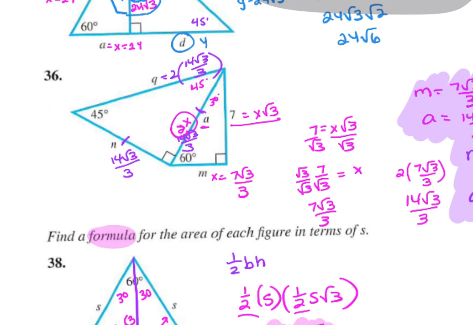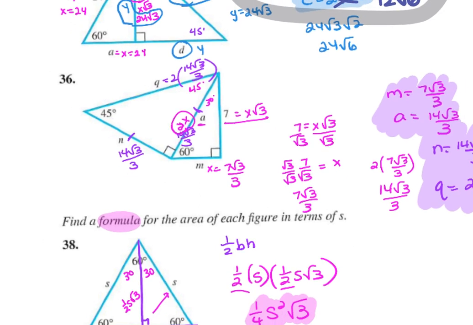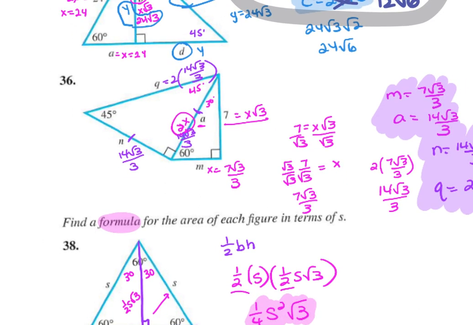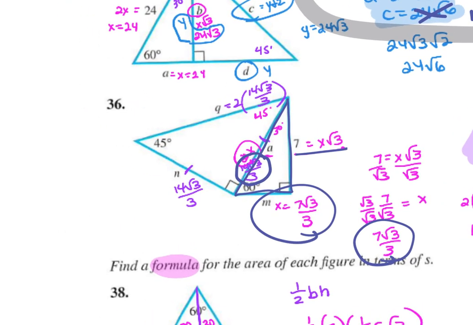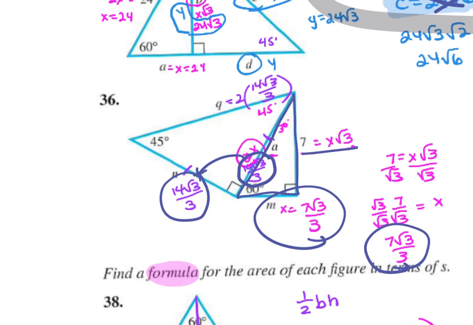Okay, correction here on 36. When finding, you would first start with this right triangle. 7 is your x root 3, so you would divide both sides to get x is 7 root 3 over 3. So this one is correct. 2 times that is 14 root 3 over 3. That is also correct. And then because it's a 45, 45, 90 triangle, this one is also 14 root 3 over 3. What is wrong is this here.